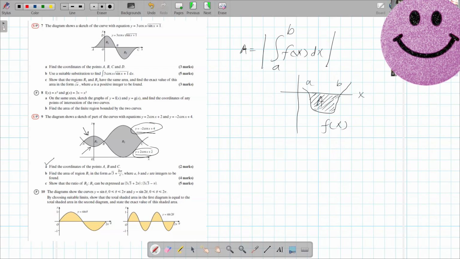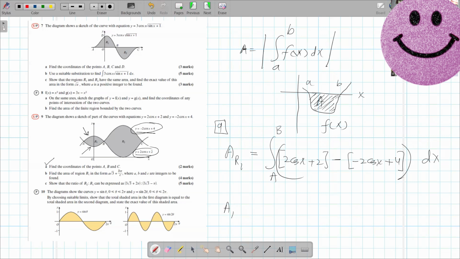If you are writing the area of region R1 in question number 9, it will be from A to B. The upper curve is 2 cos x plus 2, and the lower curve is minus 2 cos x plus 4 cos x. This is upper curve minus lower curve, and this will be the area of region R1.